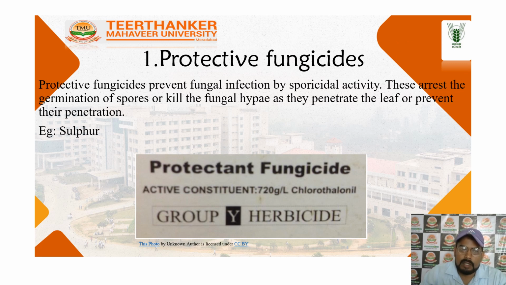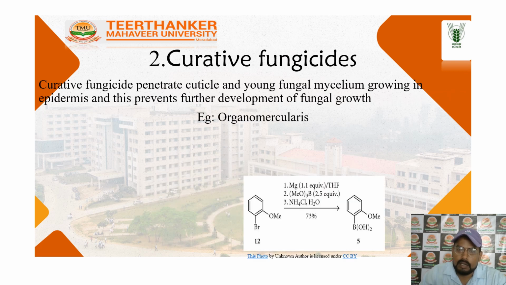A protective fungicide is defined as a fungicide that prevents fungal infection by acting on the spores. It arrests the germination of the spore and kills the fungal stem, preventing the penetration of the leaf. The major ingredient used here is sulfur. So these are called protective fungicides.